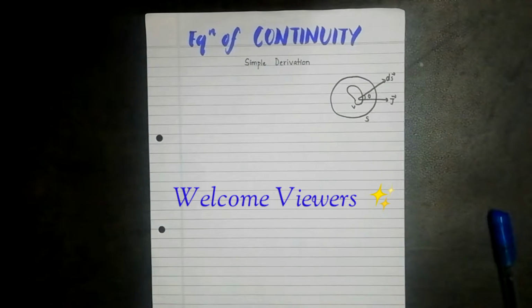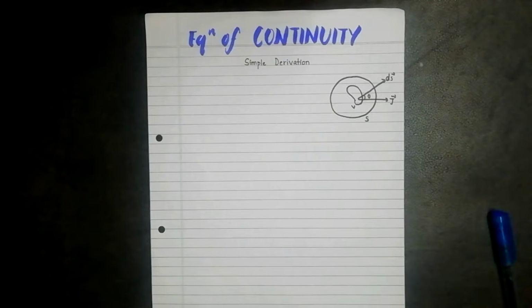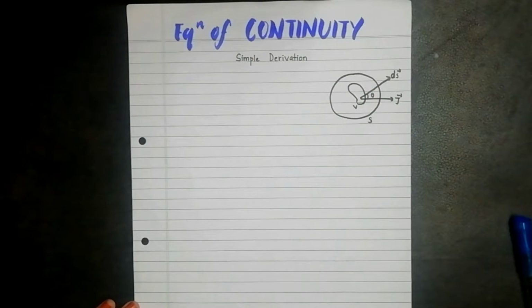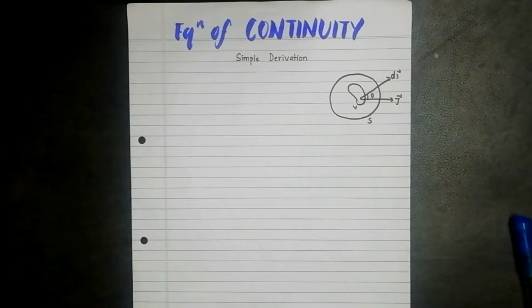Today we will derive the equation of continuity by a very simple method. Consider a surface S enclosing a volume V, J is the current density and charge Q is flowing through it.